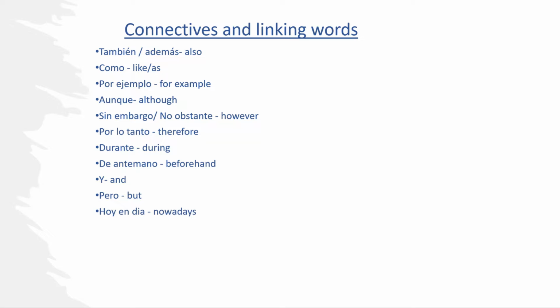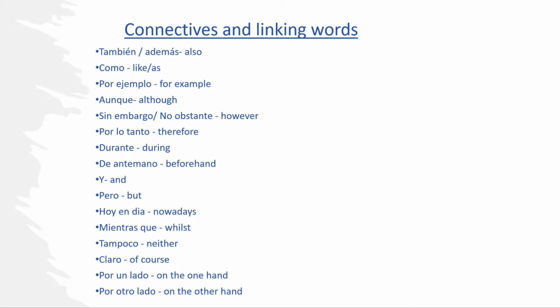Y, obviously, connective there. Pero, another one. Hoy en día, nowadays. Mientras que, tampoco, claro. Por un lado, on the one hand, when you're arguing a point. Por otro lado, on the other hand, when you're talking about technology, for example. Por un lado, la tecnología es muy útil y hoy en día es necesaria. Sin embargo, por otro lado, puede ser adictiva y peligrosa. That's just an example there.